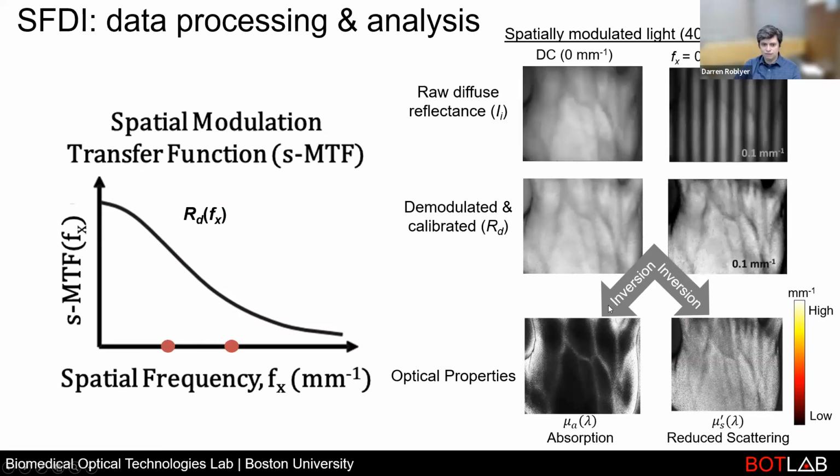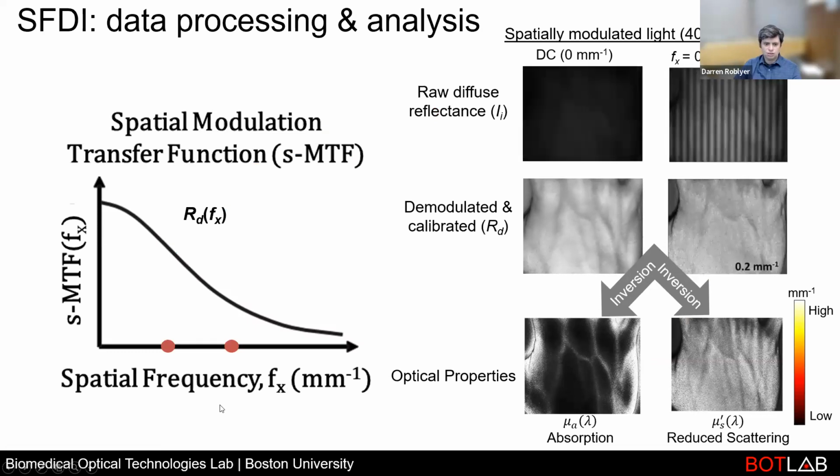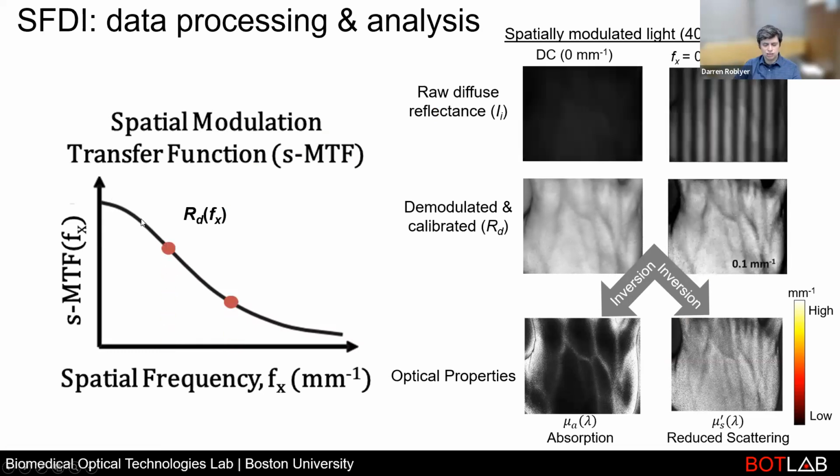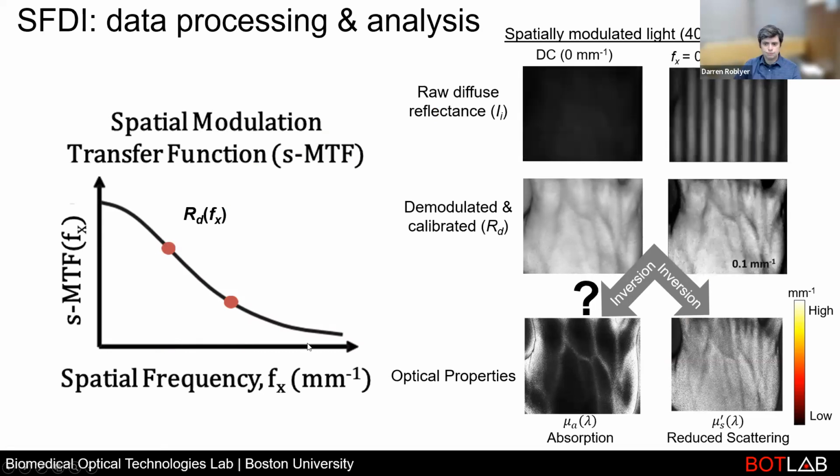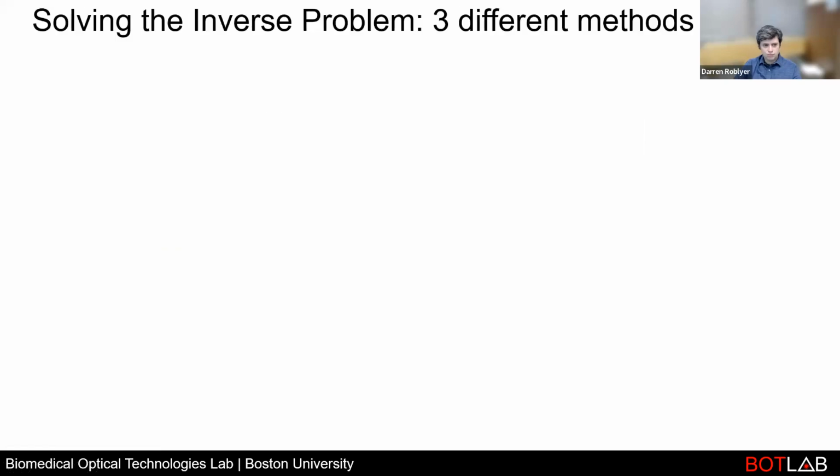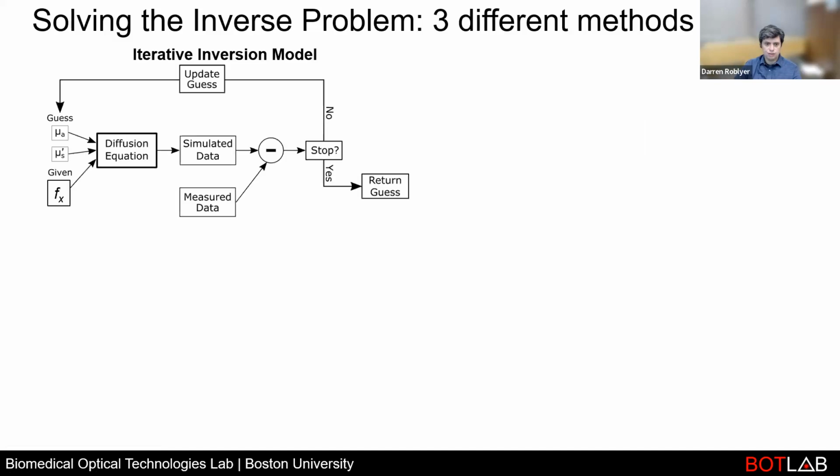Okay, so that's how we get to this stage, diffuse reflectance. Then one last step, the inversion. How do we do the inversion? We have this case where we are taking measurements at 2 spatial frequencies, so we're sampling the spatial modulation transfer function. How do we convert those measurements into optical properties? There are multiple ways to solve the inverse problem. I'll show you 3 different ways to do it.